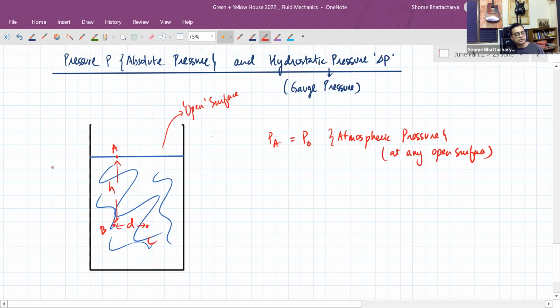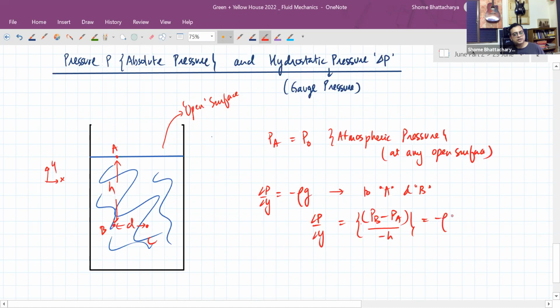Now we can see here that delta P by delta y is equal to minus rho g. So if we apply this equation to the points A and B, what we'll say is that going from A to B, the change in pressure is PB minus PA, that is delta P. But going from A to B, the change in y coordinate is minus h.